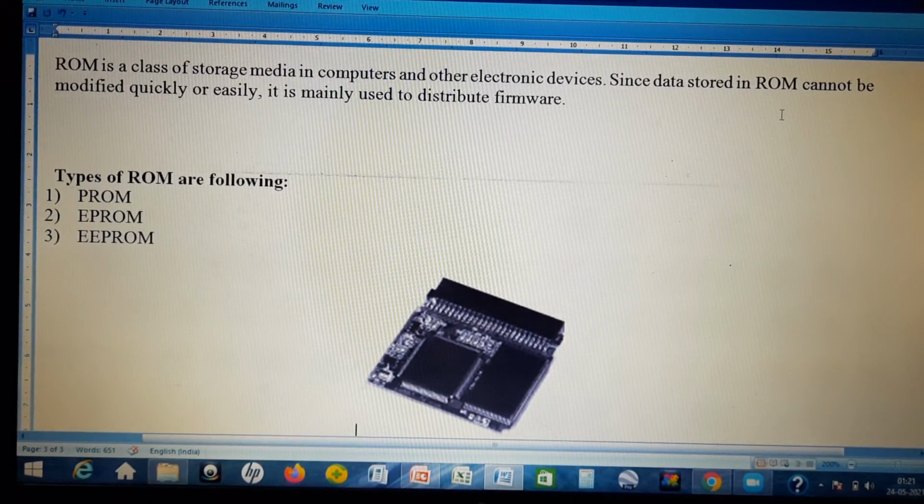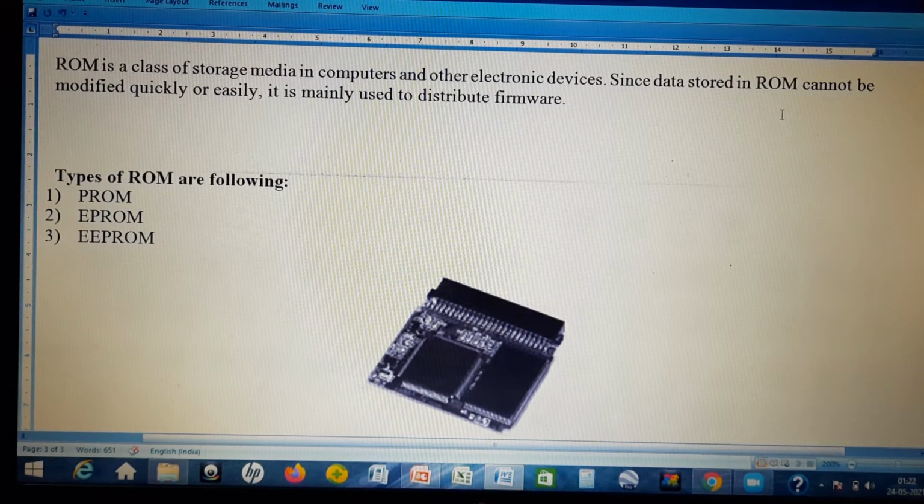And how many types of ROM are there? There are three types of ROM, that is PROM, EPROM and EEPROM. Okay, so read-only memory is the simpler of the two major memory types. As per its name, it is a type of memory which is readable only; we can read.